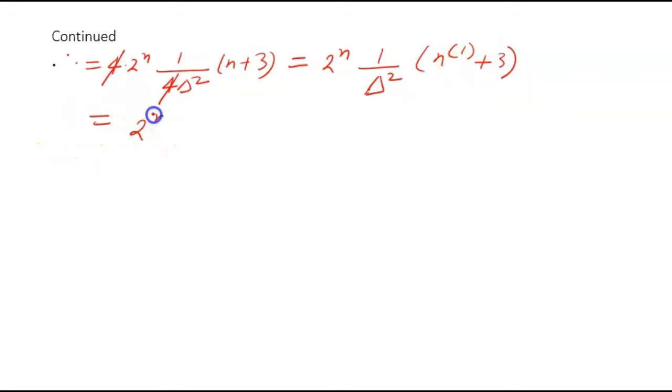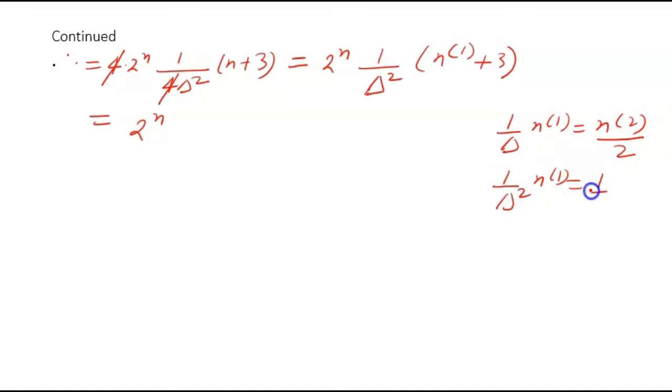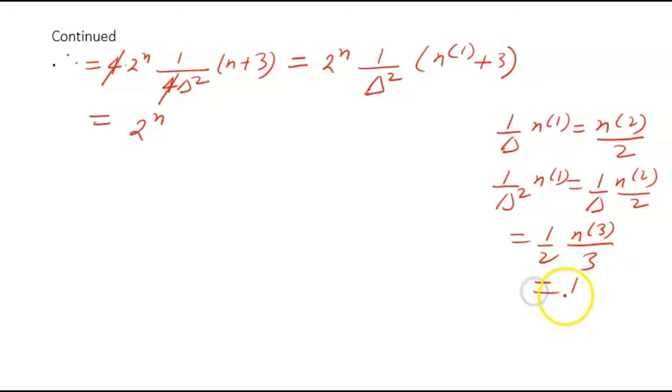So now it is 2 to the power n, and we have to operate 1 by delta square on n to the power 0. If I operate 1 by delta on n to the power 0, it will give me n to the power 1. If I operate 1 by delta square, it will give me 1 by delta of n to the power 1, which is n to the power 2 by 2. So 1 by 2 is a constant, and 1 by delta of n to the power 2 will give me n to the power 3 by 3. So I get 1 by 6 n to the power 3. I hope you got it.